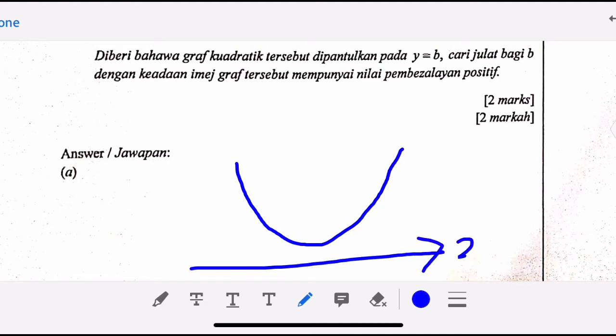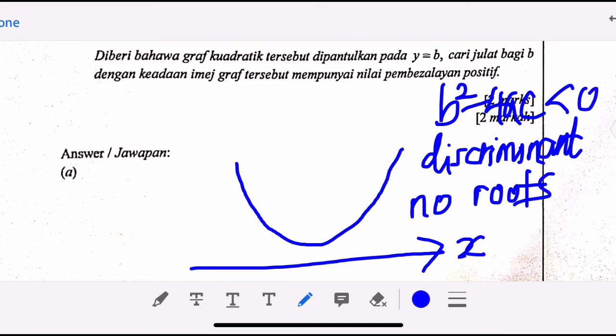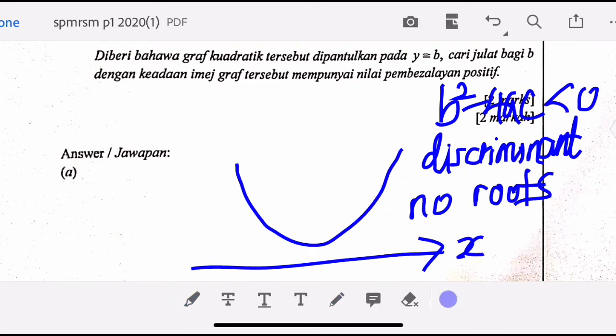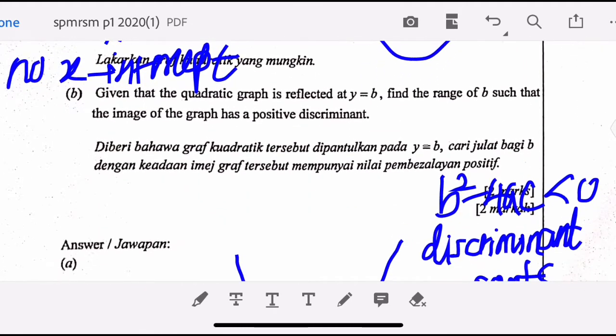No x-intercept, so there are no roots. Or we say the discriminant means b squared minus 4ac, and negative means less than 0. Alright, so this is the sketching of the graph.